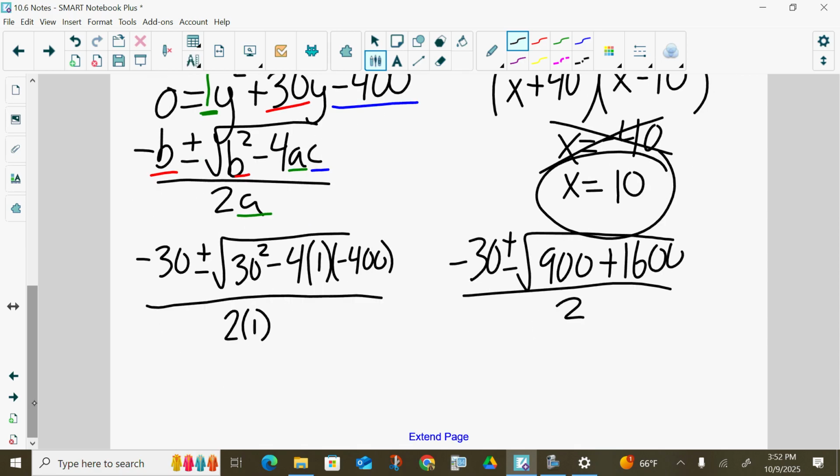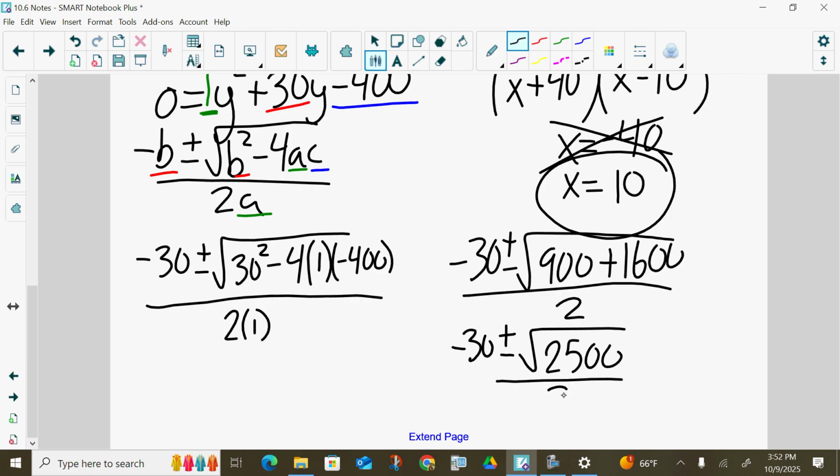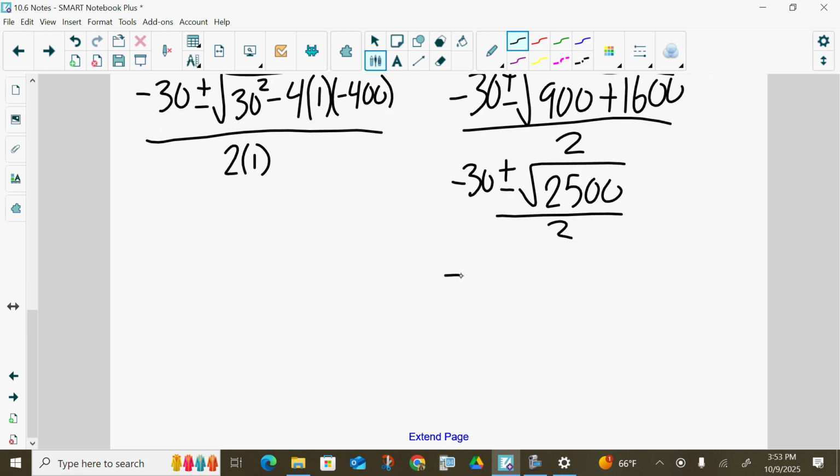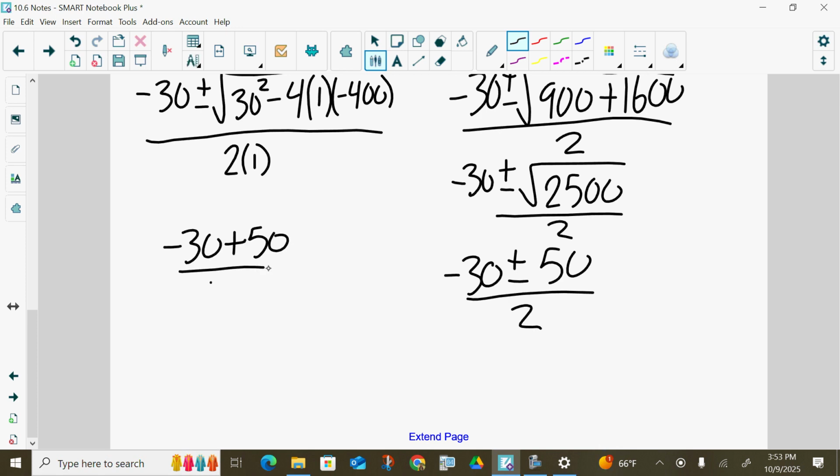If I combine what's inside of the square root, 900 plus 1600, I get 2500. I still have my negative 30 plus or minus all over 2. The square root of 2500 is 50. So this becomes negative 30 plus or minus 50 over 2. And now I can split this up into 2 separate ones. I'll have negative 30 plus 50 over 2 and negative 30 minus 50 over 2.